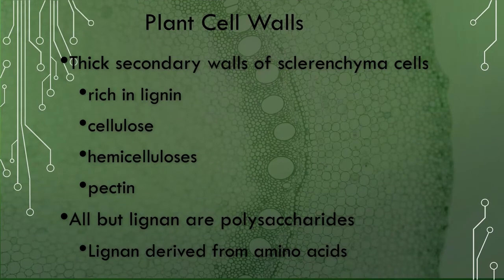Okay, the secondary walls of sclerenchyma cells become very rigid because they're also rich in lignin. If you remember lignin we spoke of earlier. And then they also still have the cellulose, hemicelluloses, and pectin. All but lignin, as I had mentioned, are carbohydrates, specifically polysaccharides. So these are very big carbohydrate molecules. Lignin, though, is derived from amino acid, so a little bit different form of a molecule.